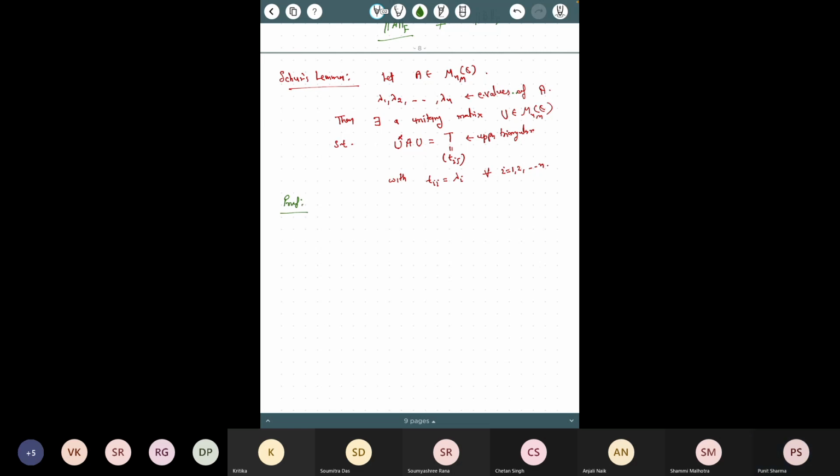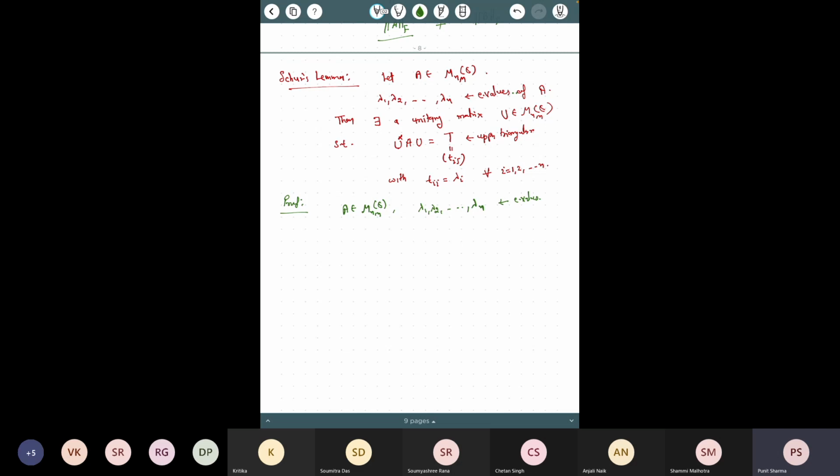So what is given to us? We are given a matrix A. And we are given the eigenvalues also. Suppose that we need to construct this U such that U star AU is upper triangular, where the diagonal entries of the triangular matrix are nothing but lambda i.